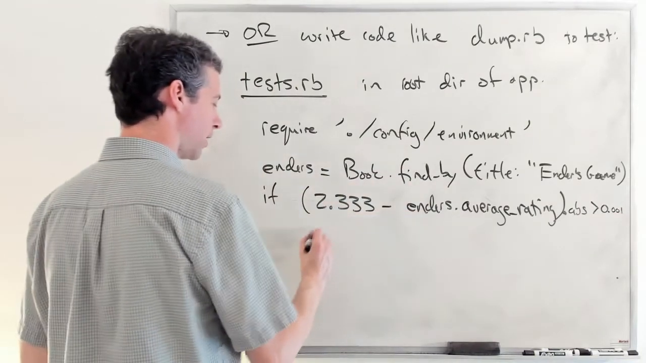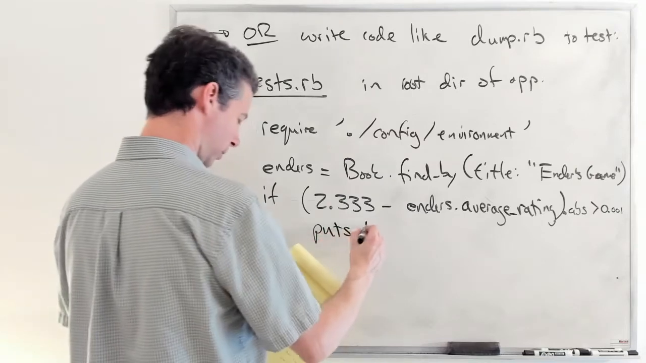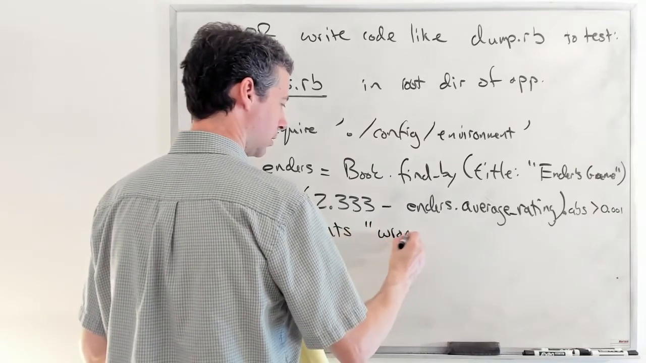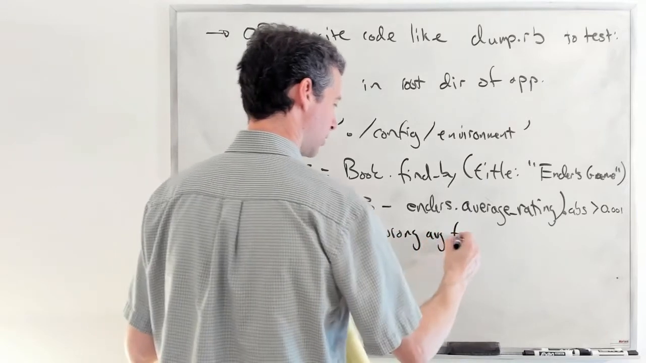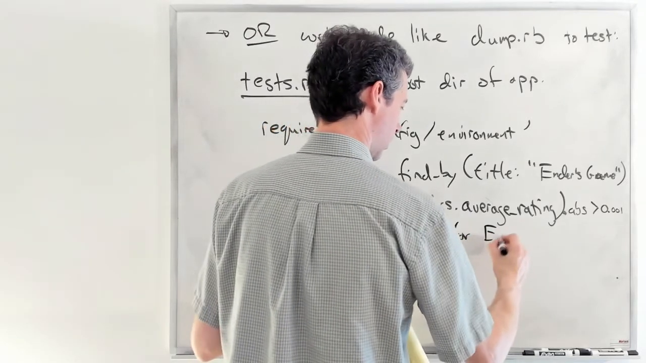And so I could then write out a message in my code that says puts "wrong average for Ender's Game."